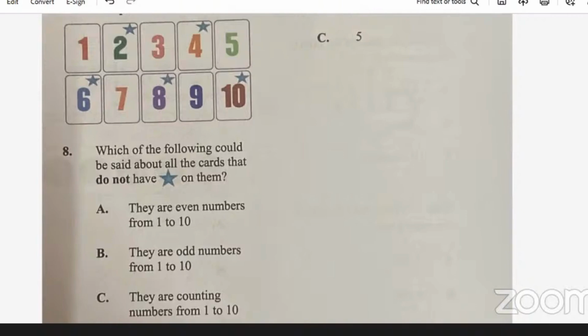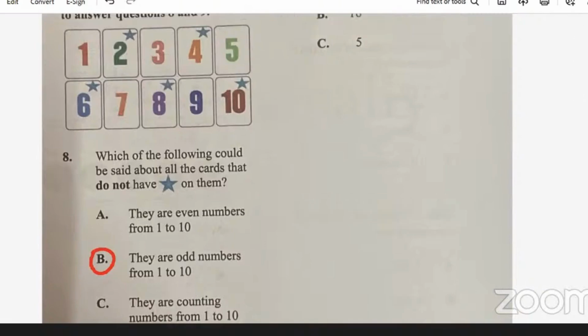Okay, so let's look at the cards that do not have stars. It's 1, 3, 5, 7, 9. Those are the ones that do not have stars. All right, are they even numbers from 1 to 10, odd numbers from 1 to 10, counting numbers from 1 to 10? And the answer would be odd numbers. Okay, odd numbers. Let's get to question 9.